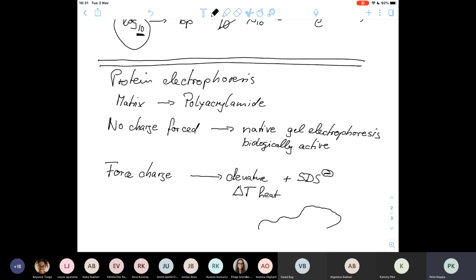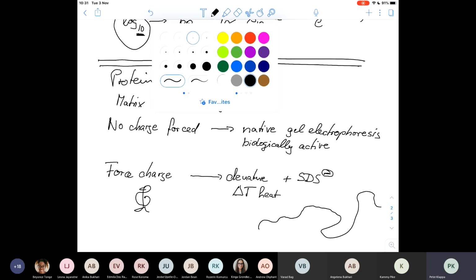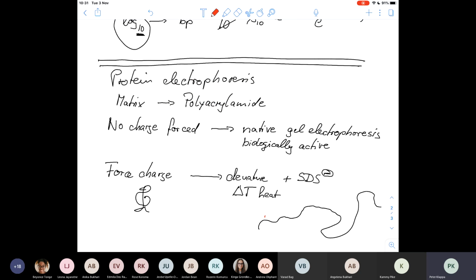So I draw the opened up protein. Before we start, we have the protein that's nicely folded. We heat it up, the protein unfolds, and the SDS is attached to it. And we have loads and loads and loads of SDS molecules attached. And each of these SDS molecules is negatively charged.